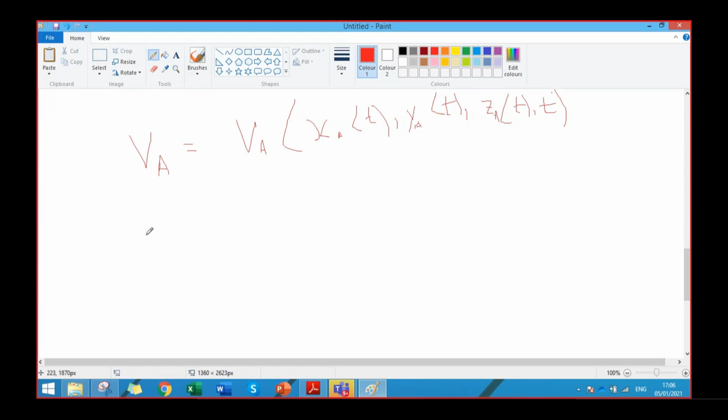So if I ask you to calculate the acceleration AA, what you will do, you will say, okay, take the derivative of the velocity A with respect to time, right?